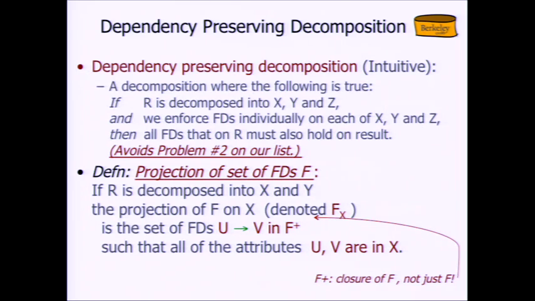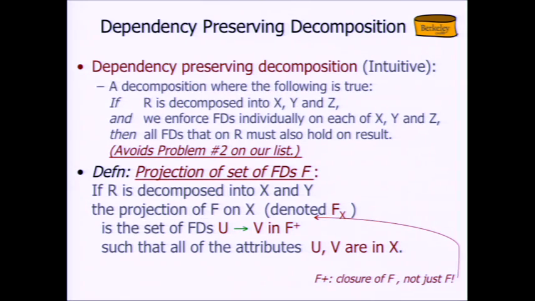Dependency-preserving decomposition, here's the intuition. It's one where the following's true. If you take R and decompose it into X, Y, and Z, 3 different subsets, and we enforce the FDs locally on X, and locally on Y, and locally on Z, our goal is that that's good enough, that we never have to enforce dependencies on anything that's joined together. So we want enforcement locally, table by table, to achieve the same effect as if it had all been joined together and we were enforcing F on the full table. That's what we want.